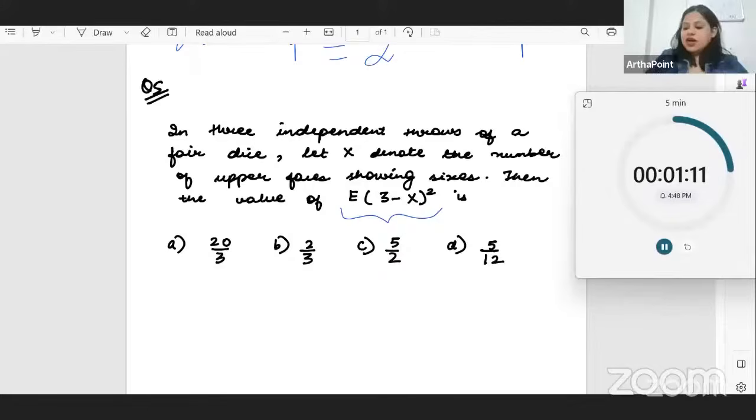Okay, so we are receiving answer as A. It's a pretty simple question. You're just asked to find expectation of (3 minus X) whole square.